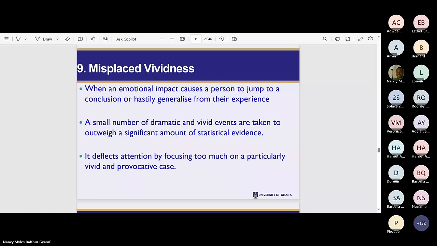Misplaced vividness. When an emotional impact causes a person to jump to a conclusion or hastily generalize from experience, a small number of dramatic and vivid events are taken to outweigh a significant amount of statistical evidence. It deflects attention by focusing too much on a particularly vivid and provocative case.